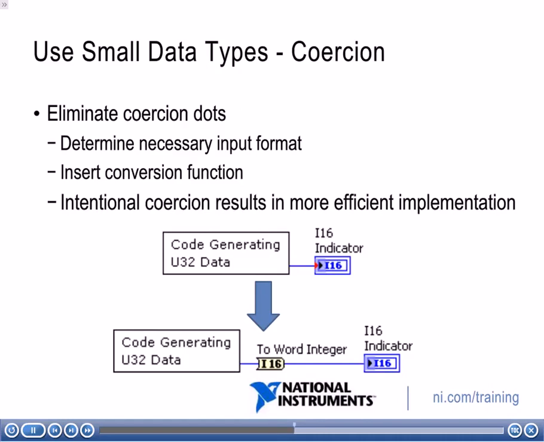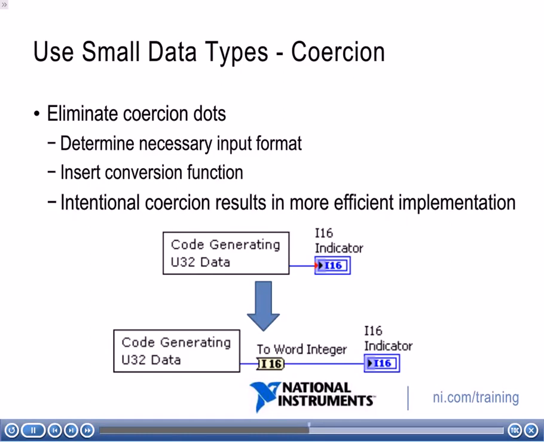So on this slide, we're going to talk about coercion. If we look at that top example, we've got some code that's generating U32 data, and then we're sending that data to an I16 indicator, and we see that we have a red coercion dot, okay? If you see any coercion dots, what's happening is the compiler must determine the proper data type, and it can lead to inefficient data conversion. So instead of leaving it to chance, it's better to specify that actual conversion.